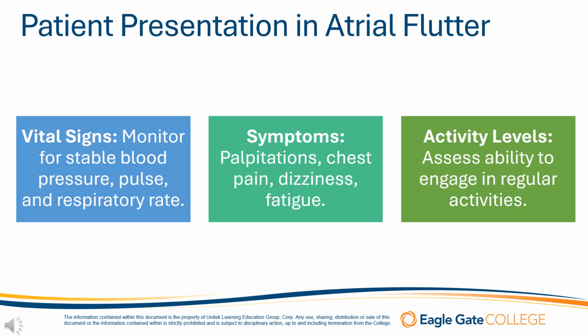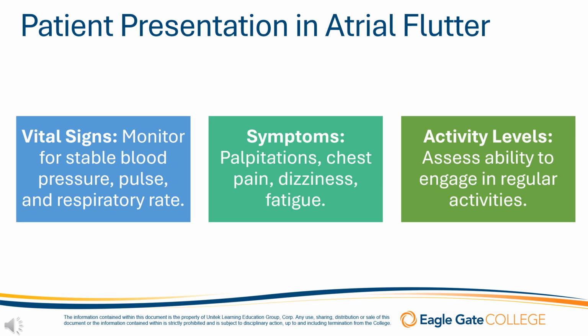Monitoring vital signs is crucial for patients with atrial flutter, as it provides insight into their hemodynamic stability and overall cardiovascular health. So regularly check blood pressure to ensure it remains within a normal range. Both hypotension and hypertension can indicate instability or complications related to atrial flutter. Assess the heart rate for any irregularities. Note if the pulse is consistently rapid, slow, or irregular. This helps in identifying the effectiveness of current treatment and the need for any adjustments.